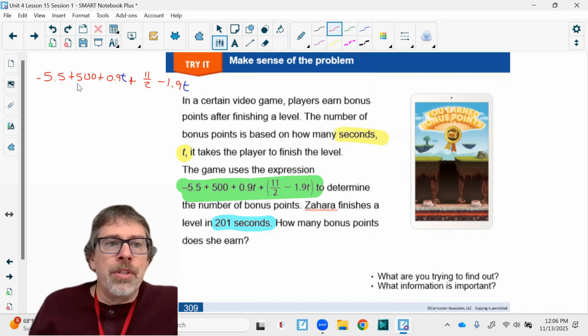So now what I'm going to do is combine. I'm going to rewrite this so that my variables are first. So it's going to be 0.9, and I'm going to keep that variable a different color for a certain reason.